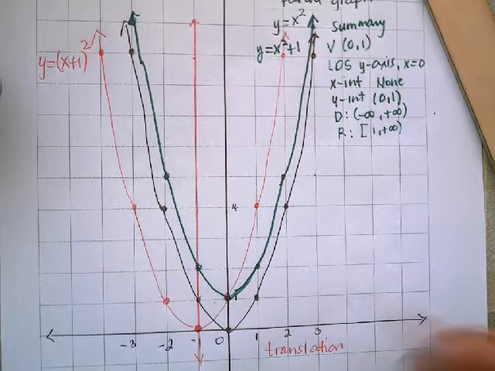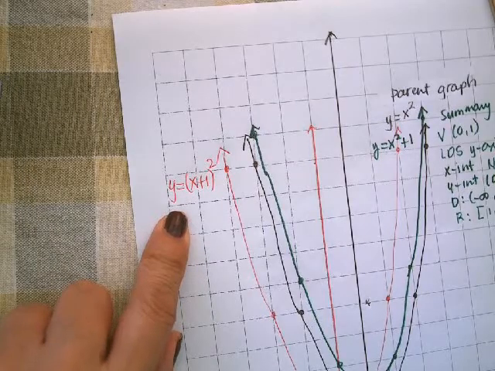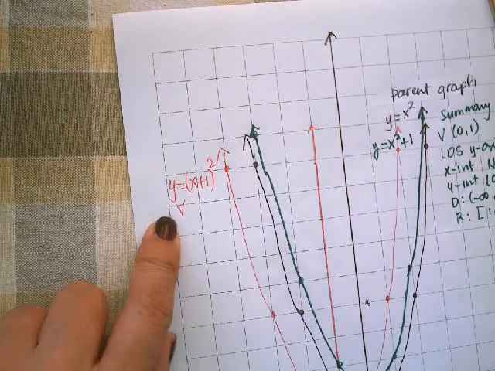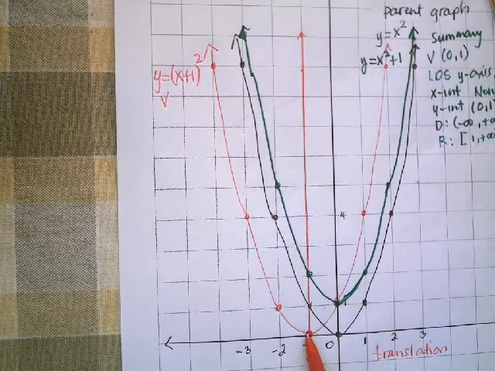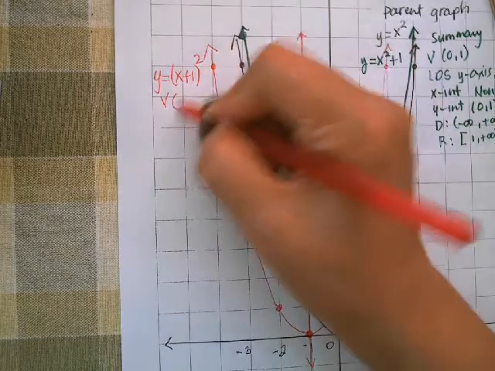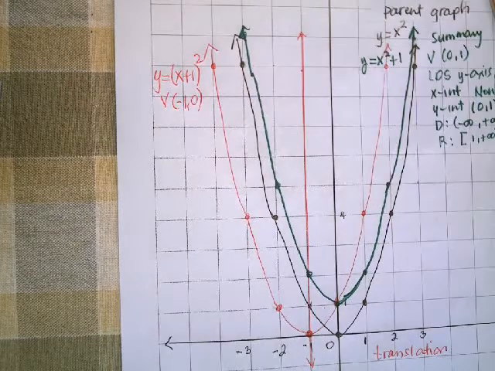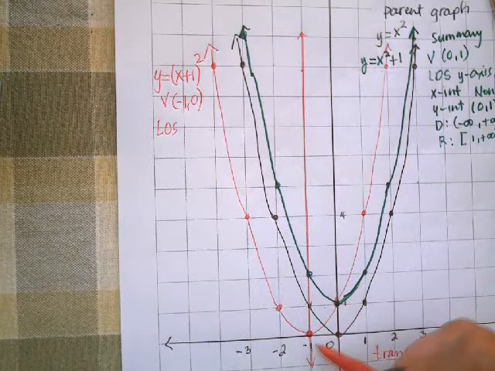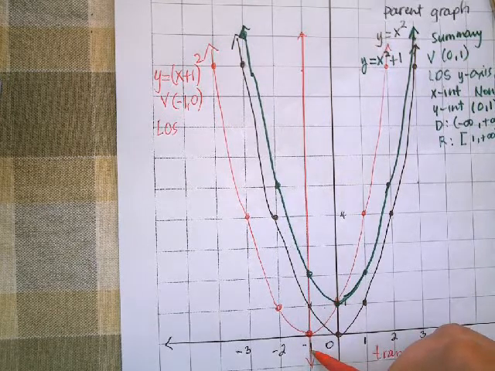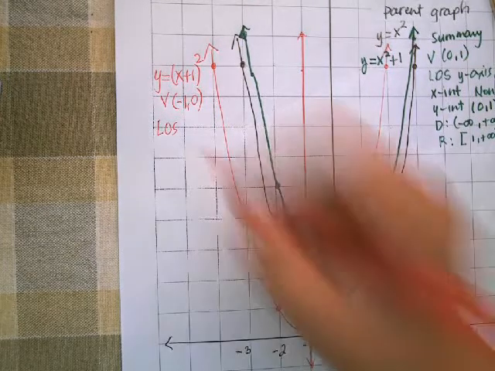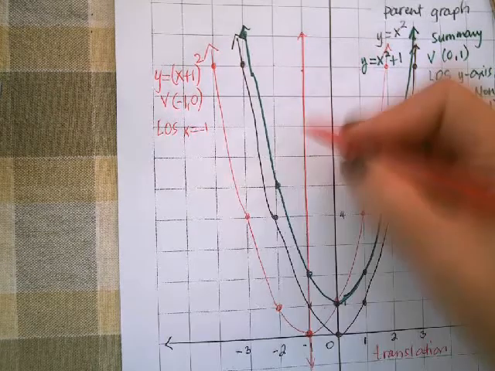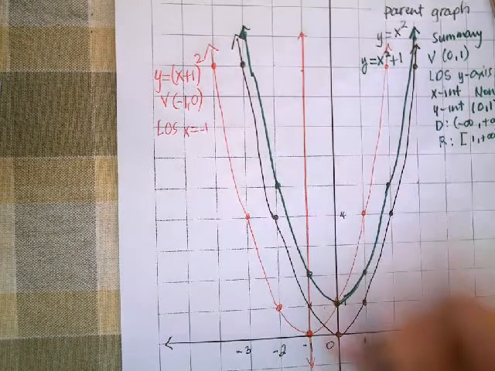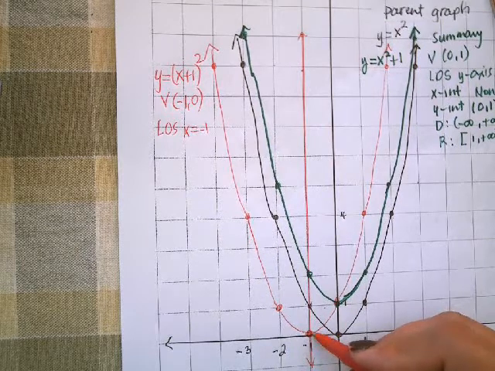So let's find the properties of the red graph. What is our vertex? Where is your lowest point? At negative 1, 0. Where is the line of symmetry of the red graph? It is the line x equals negative 1. It's the middle. If you cut your parabola into 2, that's where you will cut it.